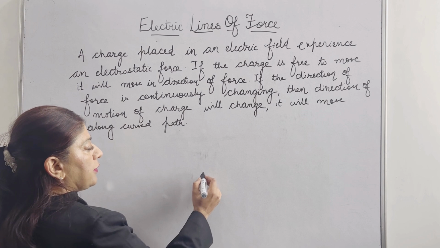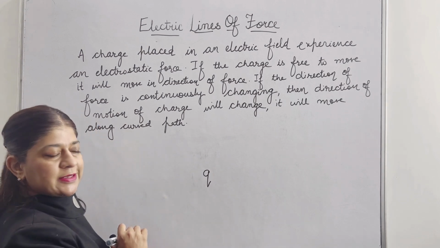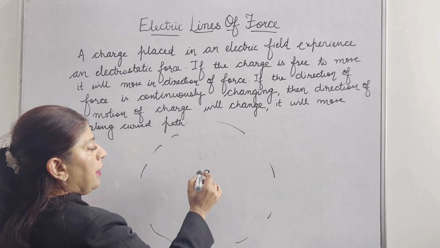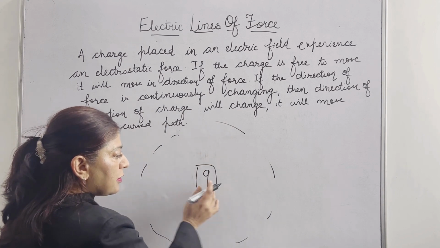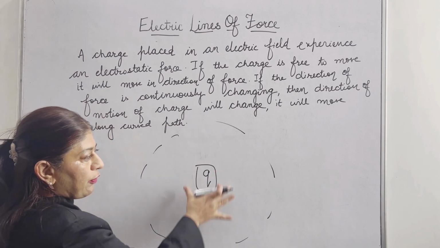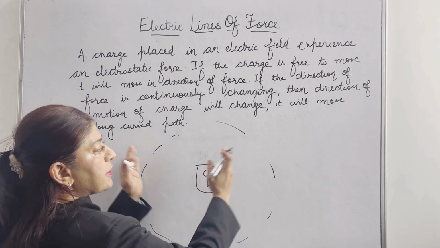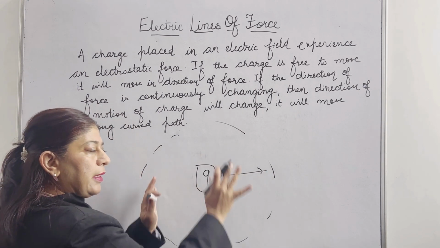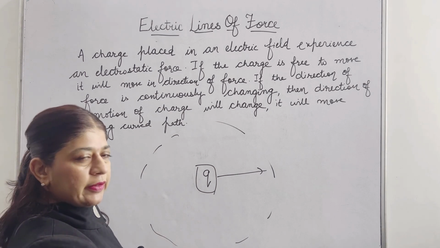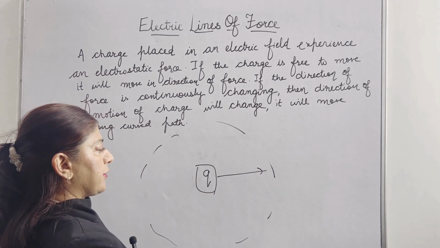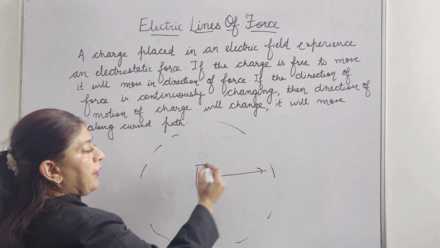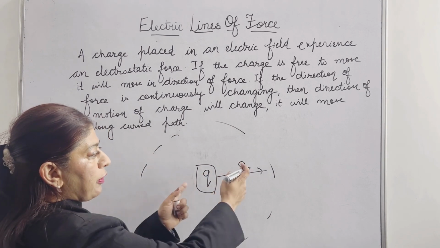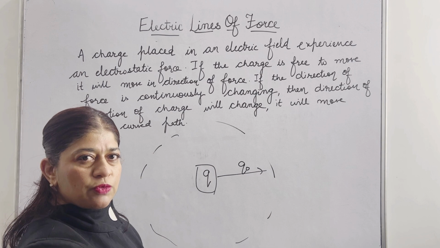Suppose this is a charge Q, placed here. Around it, there will be the electric field. Where the charge is close, the electric field will be maximum. As the distance from this charge increases, the electric field will keep on decreasing. There is a gradual decrease. If within this field any other charge, say Q naught, is placed, then there will be an electrostatic force between the two of them.